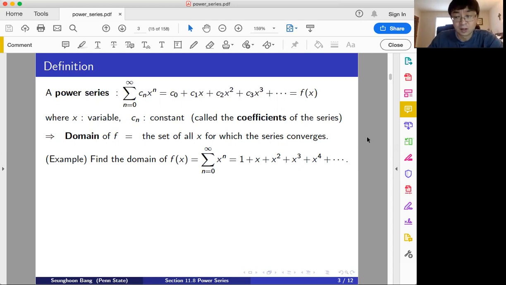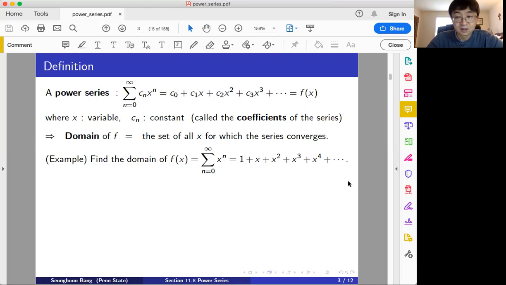So how can you find the domain? You need to find the set of all x values for which the series converges. Which x values give a convergent series? What do you think? Could you write an answer? Do you have some idea of how to find the domain of f of x?